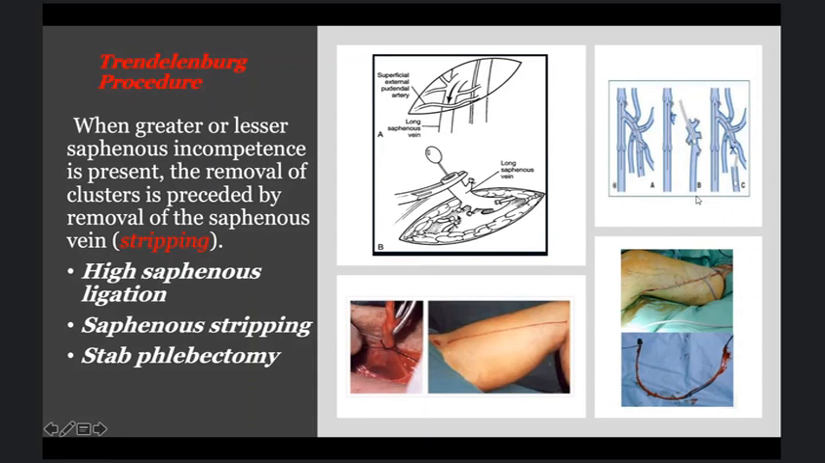Okay, a stripper is introduced into the great saphenous vein after it is divided from the junction, and the whole vein is stripped out. This is the whole length of the great saphenous vein stripped out, and this is the tip of the stripper. We have two surgical procedures: either stab avulsion or stab phlebectomy alone, without removal of the great saphenous vein and short saphenous vein if they are normal, or we have stab phlebectomy plus removal or stripping of the great saphenous vein or short saphenous vein if they are abnormal. Okay.